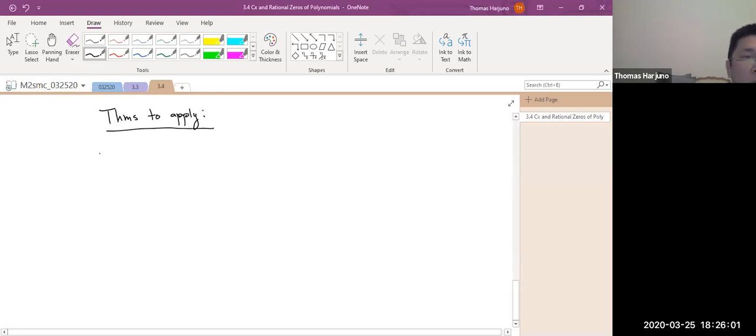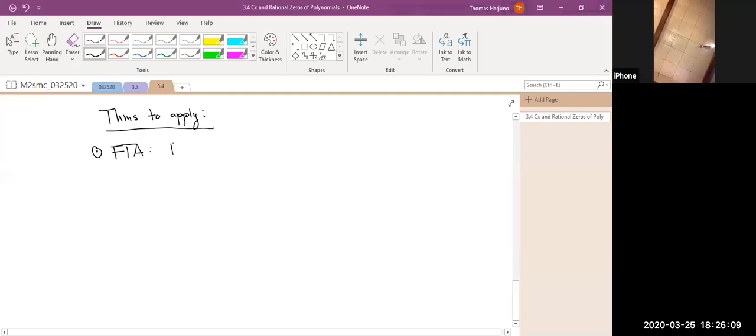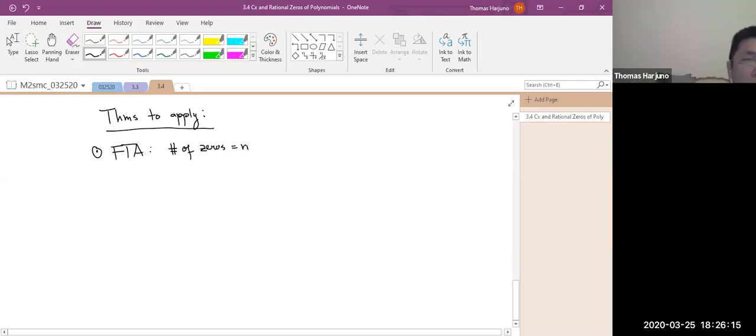What are things we need to remember? The first one, the easiest one, is the fundamental theorem of algebra. Basically, number of zeros equals n, equals the degree. The second, in my opinion, helps us to reduce the search later on.